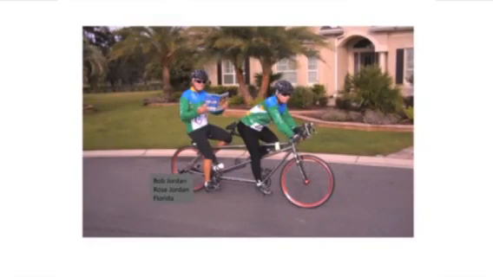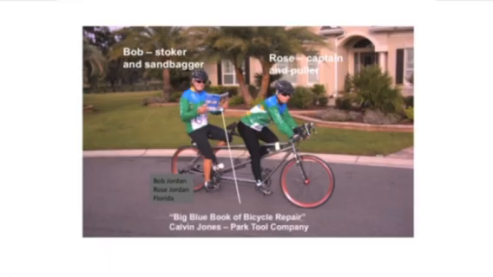This is a couple of friends of mine that live in Florida, Bob and Rose Jordan, riding their tandem. So they're in a perfect aerodynamic position here. And here's Rose, who is the captain and the puller on the front. And here's Bob, who's the stoker on the back. Unfortunately, Bob isn't really working. He's just sandbagging and reading a book. Happens to be the Big Blue Book of Bicycle Repair, published by my friend Calvin Jones of the Park Tool Company.